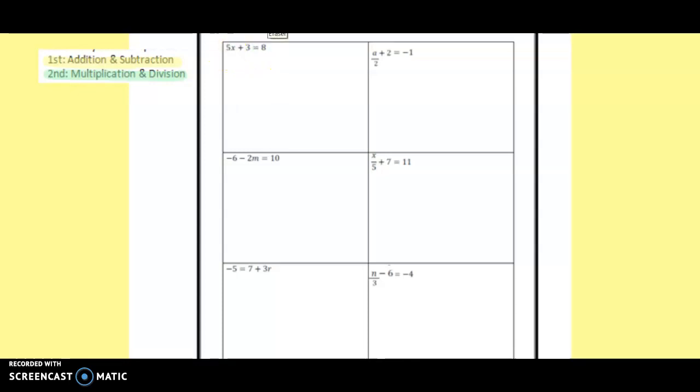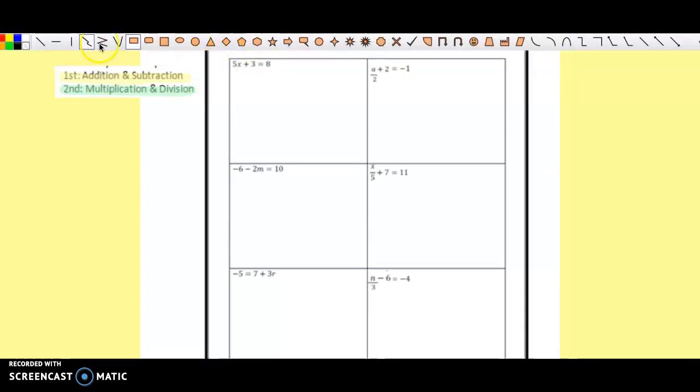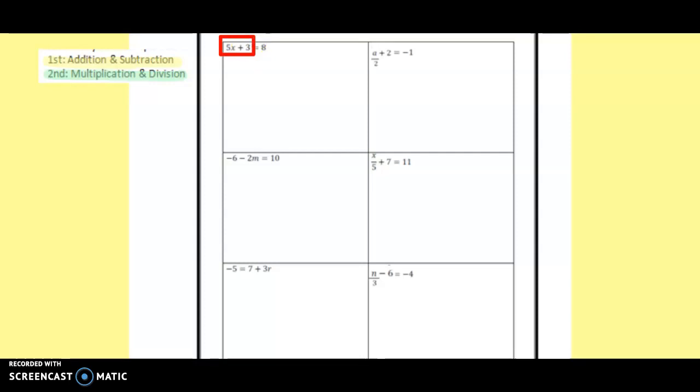So looking at this first one, here is the side with my variable. The first step I'm going to do is get rid of my positive 3. So my first step is removing addition. So I would subtract 3 from both sides.